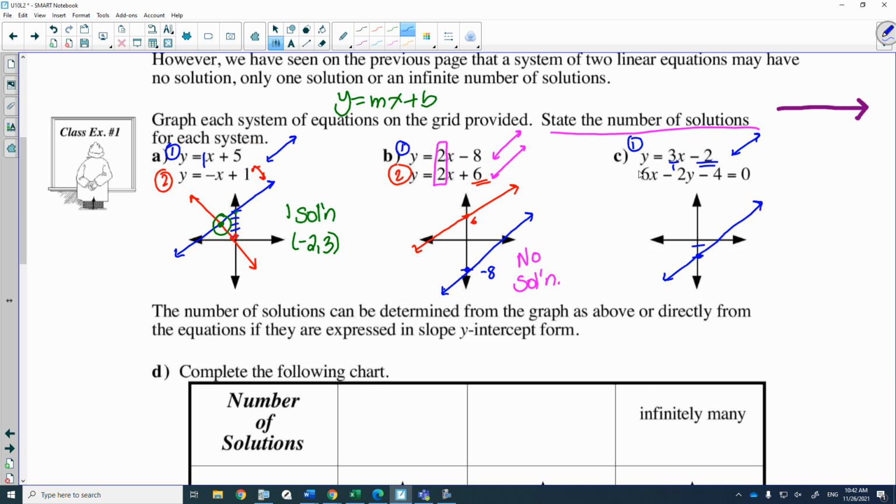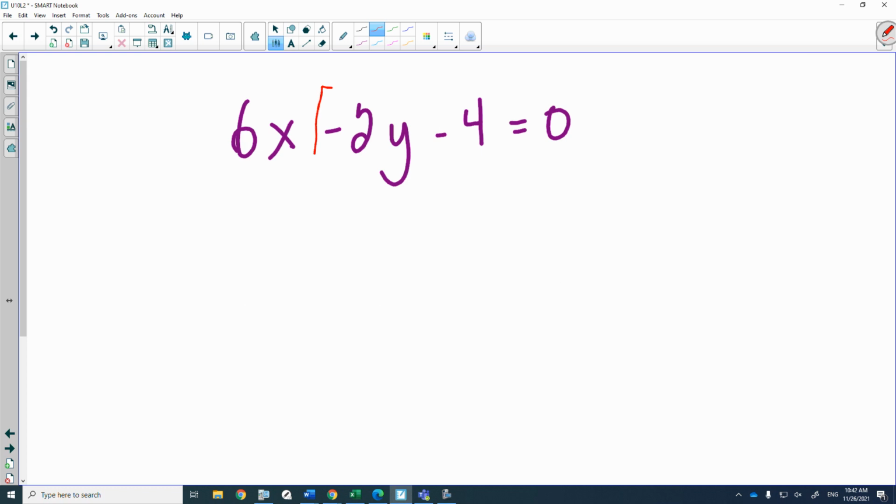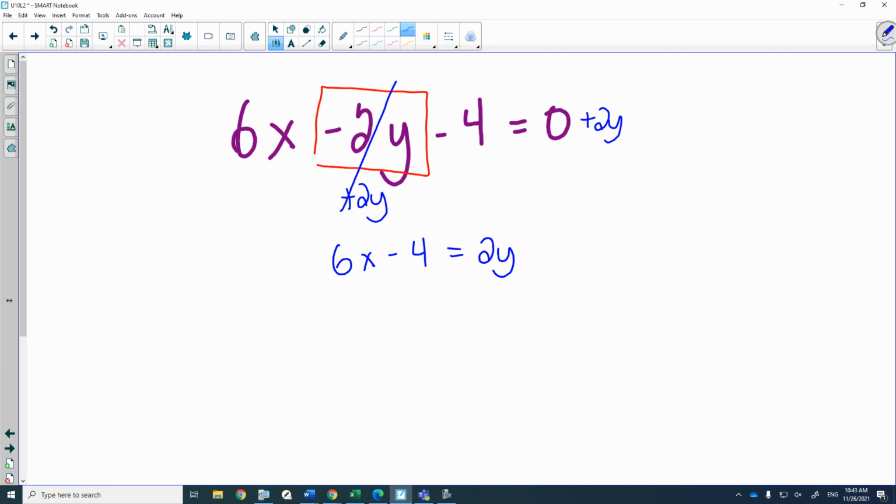System number 2, we have to do a bit of work for because this is not in the form of y is equal to mx plus b. So I want you to see if you could get that in the form of y is equal to mx plus b. I just have it written on this page. You're going to box in that -2y and decide if it stays or goes. Angel, do you want that -2y to remain or do you want to move it? You would move it. You always want your y to be positive. So add 2y to both sides. Then you would have 6x minus 4 is equal to 2y.